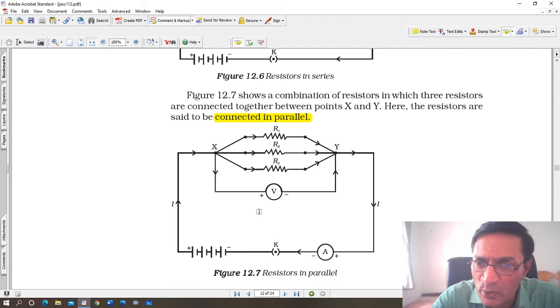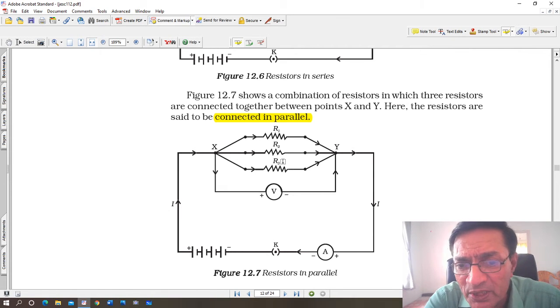But it doesn't matter where you put the ammeter. But it is important to understand the voltmeter is always connected in parallel. उसका ध्यान रखना चाहिए. एमीटर हमेशा सीरीज में होता है, वो कभी पैरेलल में नहीं होता.